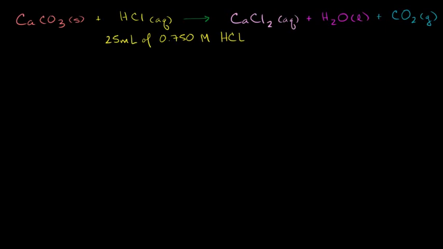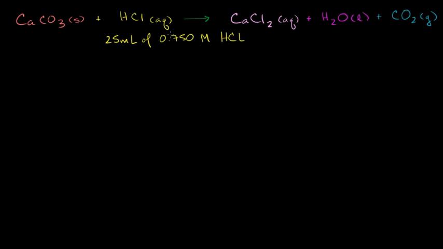What we want to do in this video is figure out the mass of calcium carbonate we need to react completely with 25 milliliters of 0.75 molar hydrochloric acid solution. And we have the reaction here.